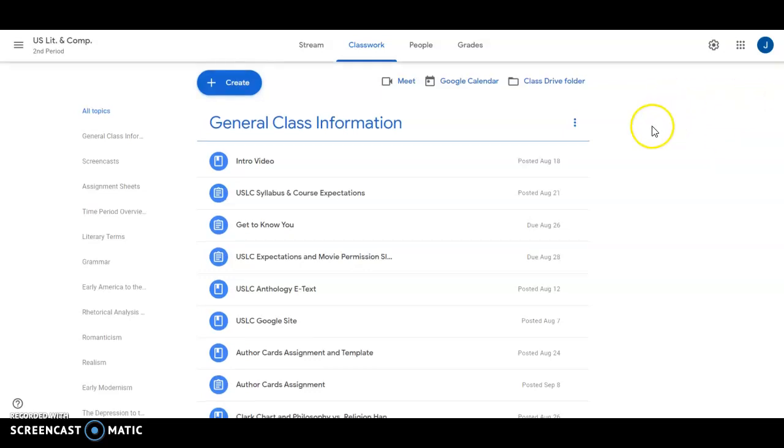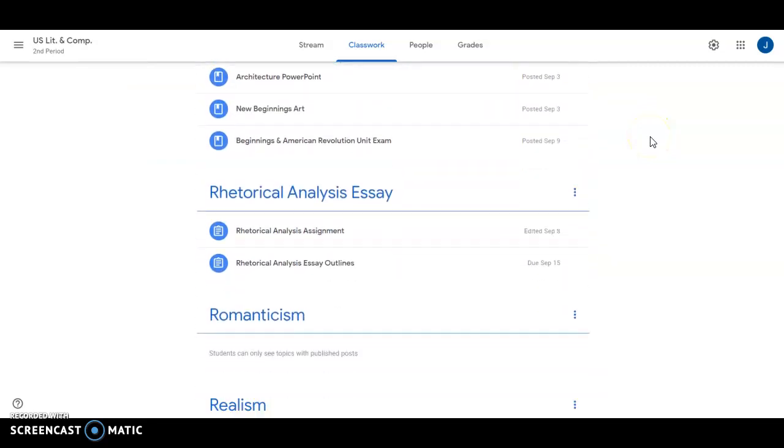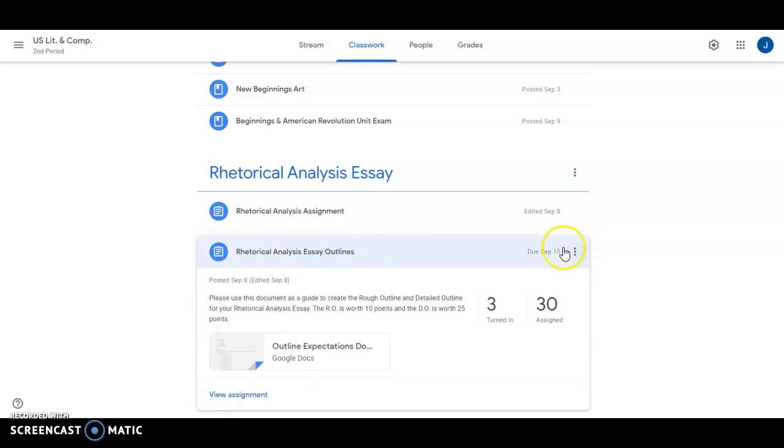The one assignment that was due at the start of class today is a rough outline for the rhetorical analysis assignment. You don't need to turn it in, but I'm going to be looking through the rough outlines just to get you that 10-point credit.